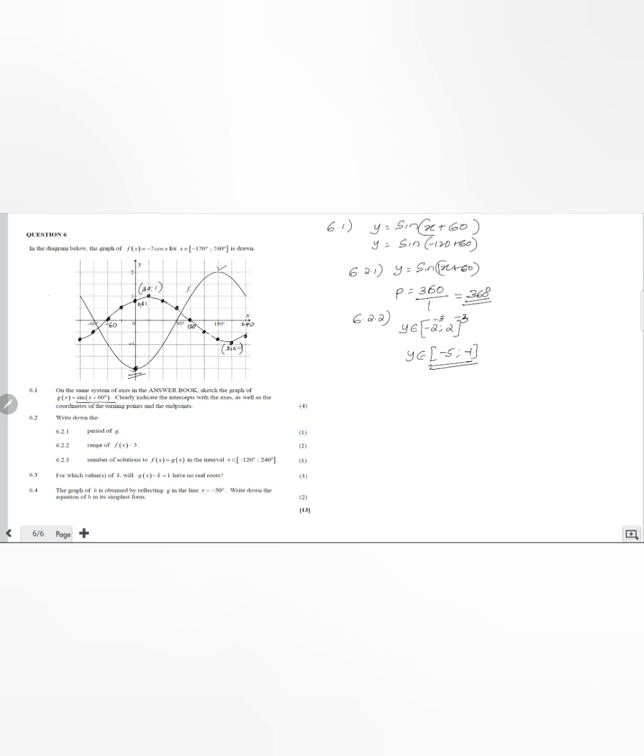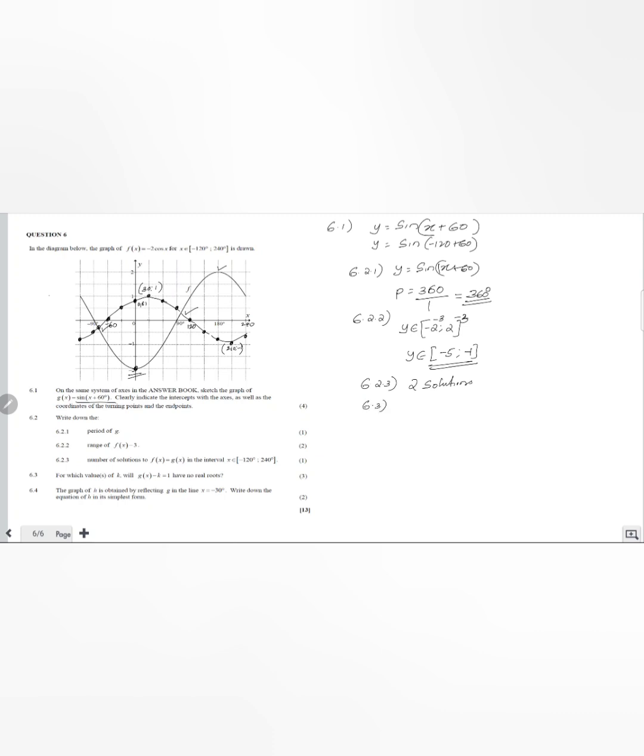Okay, now 6.2.3. What is that? Number of solutions, that is how many x values are there where two graphs are intersecting from minus 120 to 240. How many solutions are there? You have to find their meeting points. One is here, this one, isn't it? See the one that I am ticking, another one is here. Only those two places where graphs are intersecting. So how many solutions? We have only 2 solutions. Is that clear?